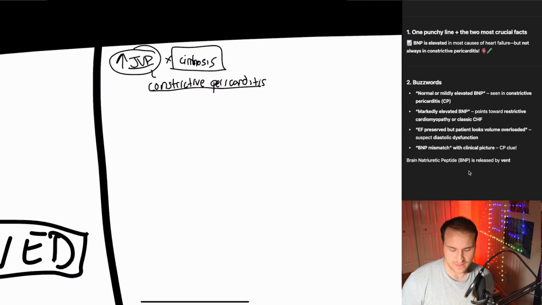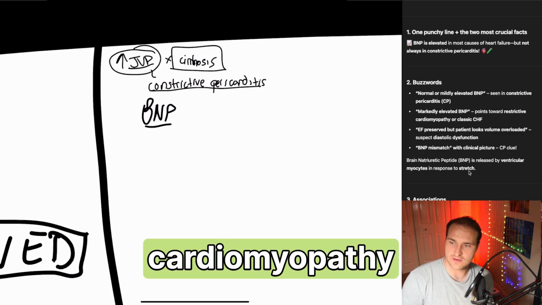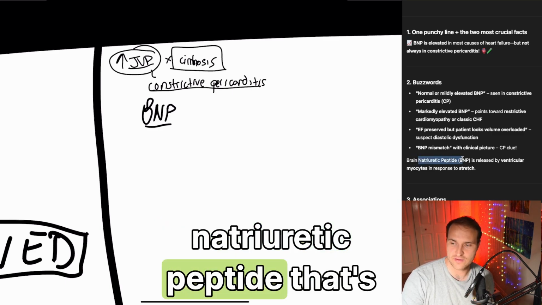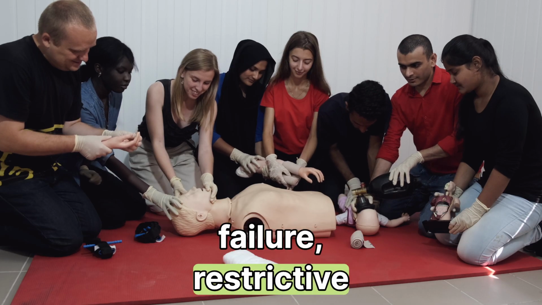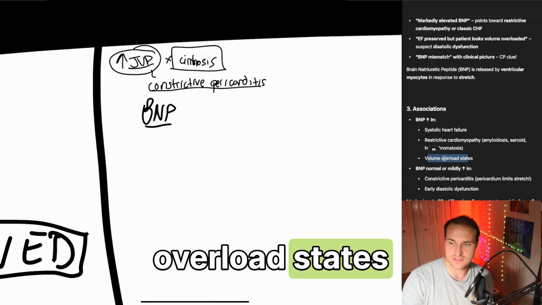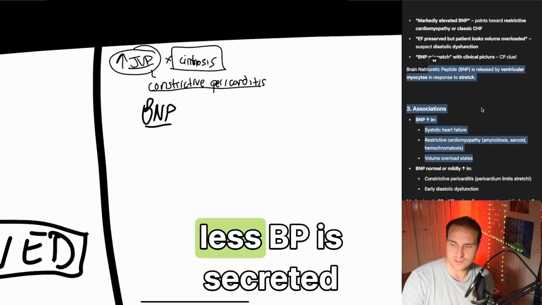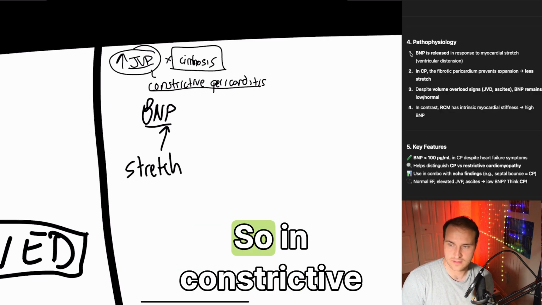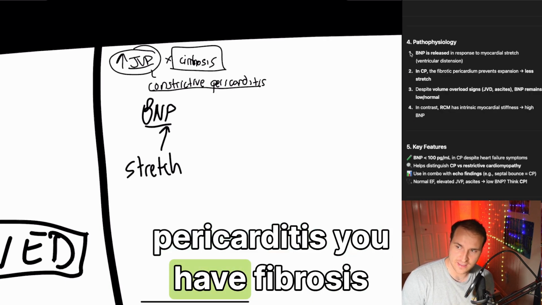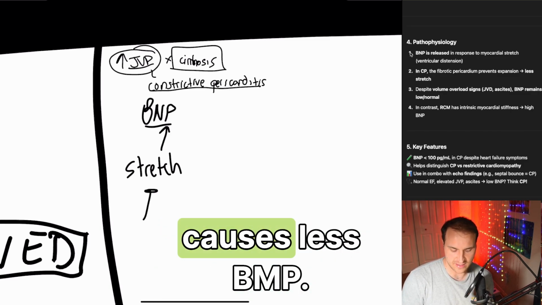That was easy, huh? Now, we said something interesting about BNP. We need to know this. It's high yield. Why is BNP elevated in constricted pericarditis? Well, if we have a restrictive cardiomyopathy, then we get brain natriuretic peptide released by the ventricular myocytes in response to stretching. So you have systolic heart failure, restrictive cardiomyopathies, volume overload states. You have the stiff pericardium. It prevents that ventricle wall stretching. So less BNP is secreted despite right-sided syndromes. Stretch causes BNP. So in constricted pericarditis, you have fibrosis, and that prevents the expansion. So you inhibit the stretch, and that causes less BNP.